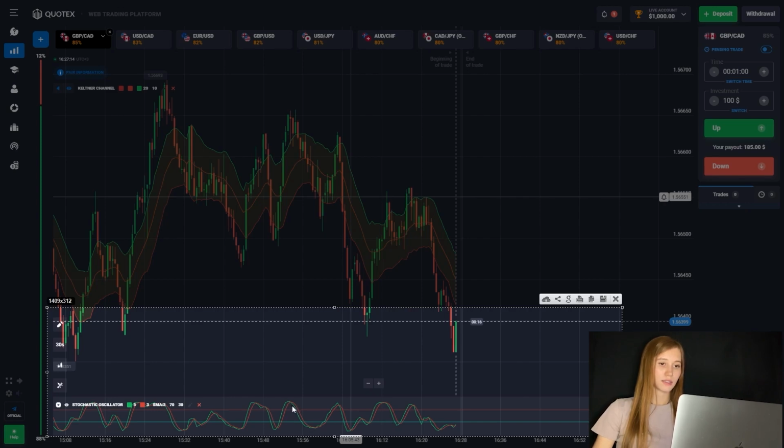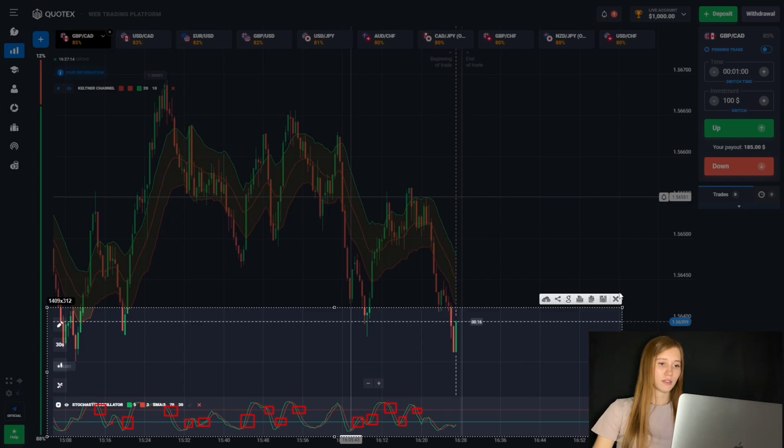The signals will come from one or another zone, from zone 70 and zone 30. Zone 70 is an overbought zone. Zone 30 is an oversold zone. And we will also be guided by the Keltner channel using the examples.